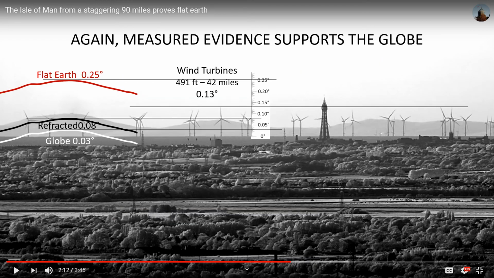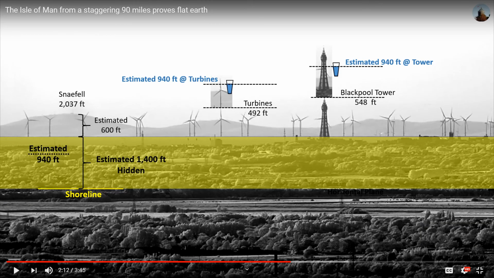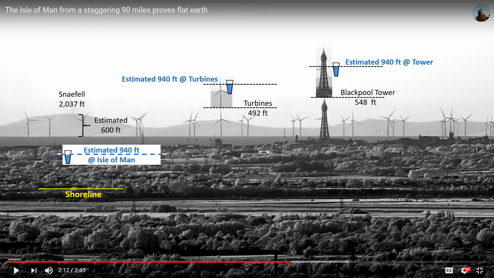Now, I had already done an analysis on this photograph using angular size calculations. On my previous analysis of this photograph, I showed that Exploring the Plane's own graphic showed that about 1,400 feet of this island is hidden by curvature. So in this photograph, 940 feet is about right in here. So 940 feet at the Isle of Man is actually well below the horizon.